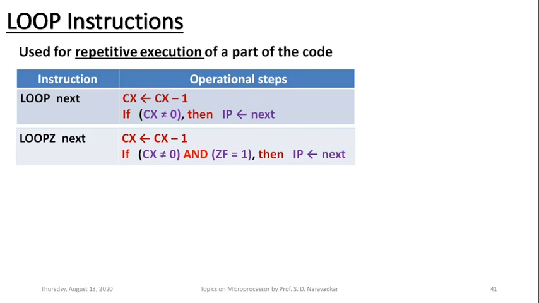It means that two conditions are now tested here: the counter has not reached 0, counter is not equal to 0, and the zero flag is set to 1. Then and only then this particular offset location next will be loaded to the instruction pointer, and then the repetitive execution of that code will be carried out. One alternate mnemonic is available for this loop while zero, that is loop while equal, which is not written here, but it is available. LOOPZ has the alternate mnemonic LOOPE.